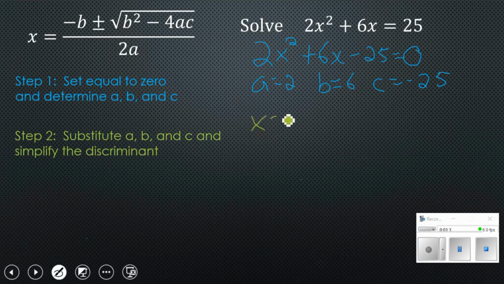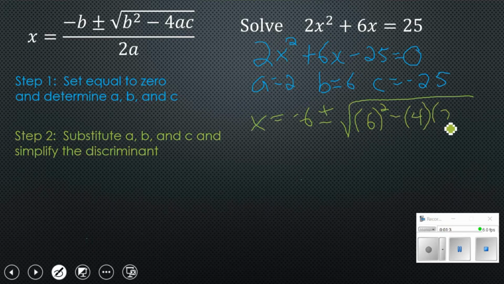We have x equals, now it says negative b in the formula, so if b is positive, we're going to make it negative. Negative 6, and then we have our plus or minus, and then the square root. And when we do the discriminant, make sure you use parentheses around this, just as a good habit to get into. Every number underneath here, put in parentheses, and that way you can just use your calculator to plug this value in. The discriminant, remember, is b squared minus 4ac.